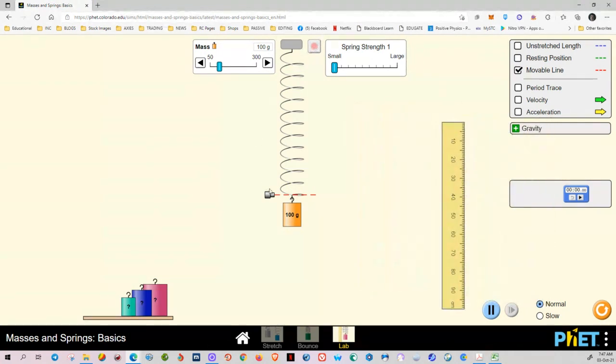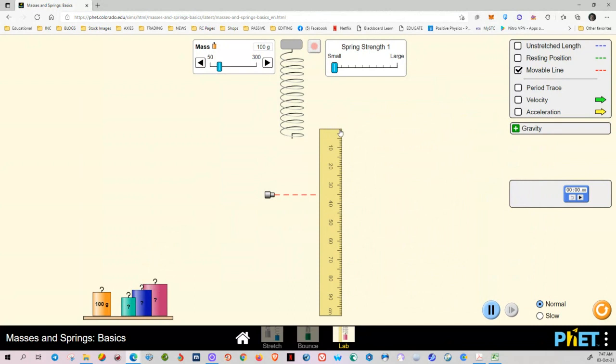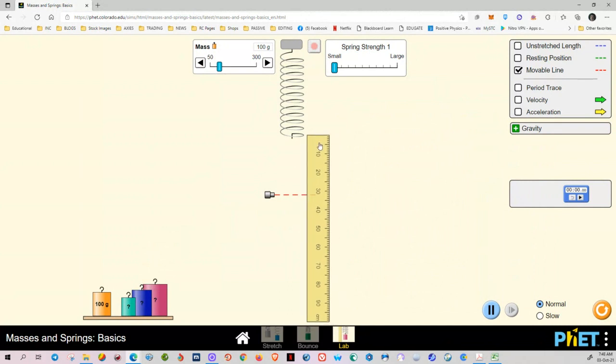Okay. I will start from the beginning. Remove the mass. That means zero mass. Take the scale and put the zero at the edge of the spring like this. Okay. That's the starting position.